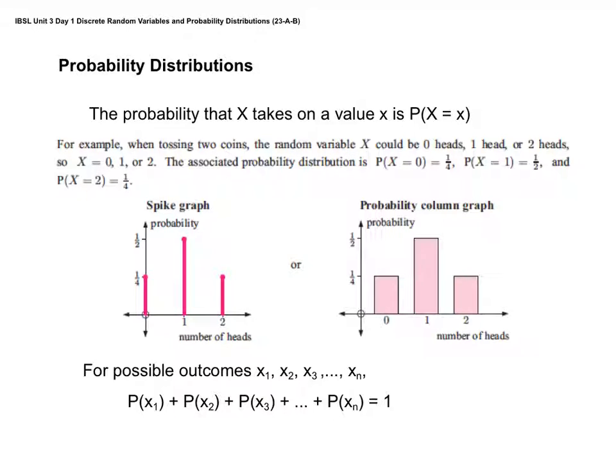Now, a couple things here. We have what's called a spike graph. All right, it's kind of like a bar graph, except they're not bars, they're just spikes. Okay, but also we have this column graph. Okay, notice because we're dealing with discrete data, there are gaps between the bars.